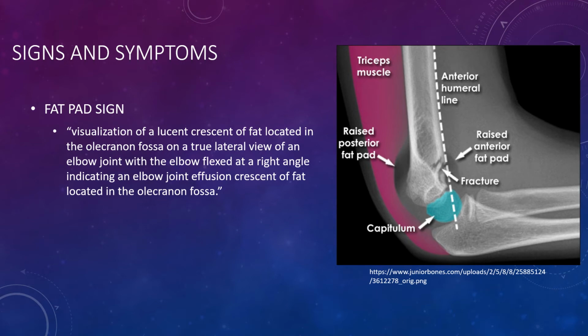Another important component to look for in the signs and symptoms is the fat pad sign. This is the visualization of a lucent crescent of fat located in the olecranon fossa on a true lateral view of an elbow joint, with the elbow flexed at a right angle, indicating an elbow joint effusion. The patient will typically have to have an x-ray to see this, and as you can see in the picture, it does occur anteriorly and posteriorly.